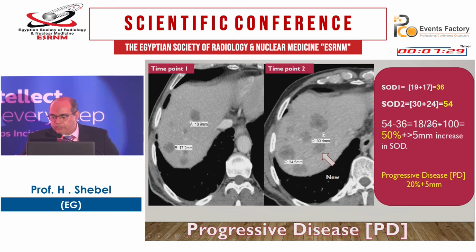So by this equation, we can calculate the amount of increase, and this equals 50% increase. This means progressive disease because the rule determines 20% plus an absolute 5 millimeter increase. So instead of 20%, we have 50% increase, and we have 36 millimeters in the basal study that became 54, which means an increase of more than 5 millimeters. So this is an example of progressive disease.